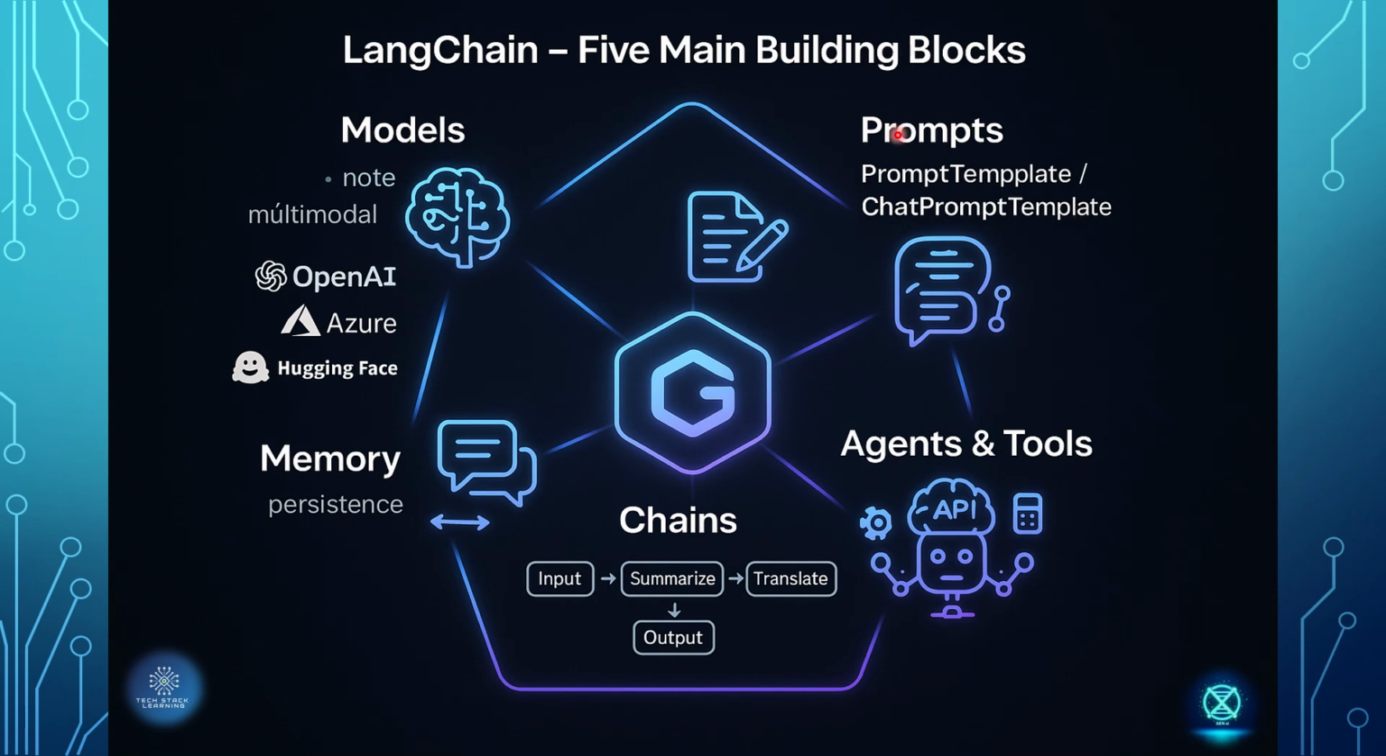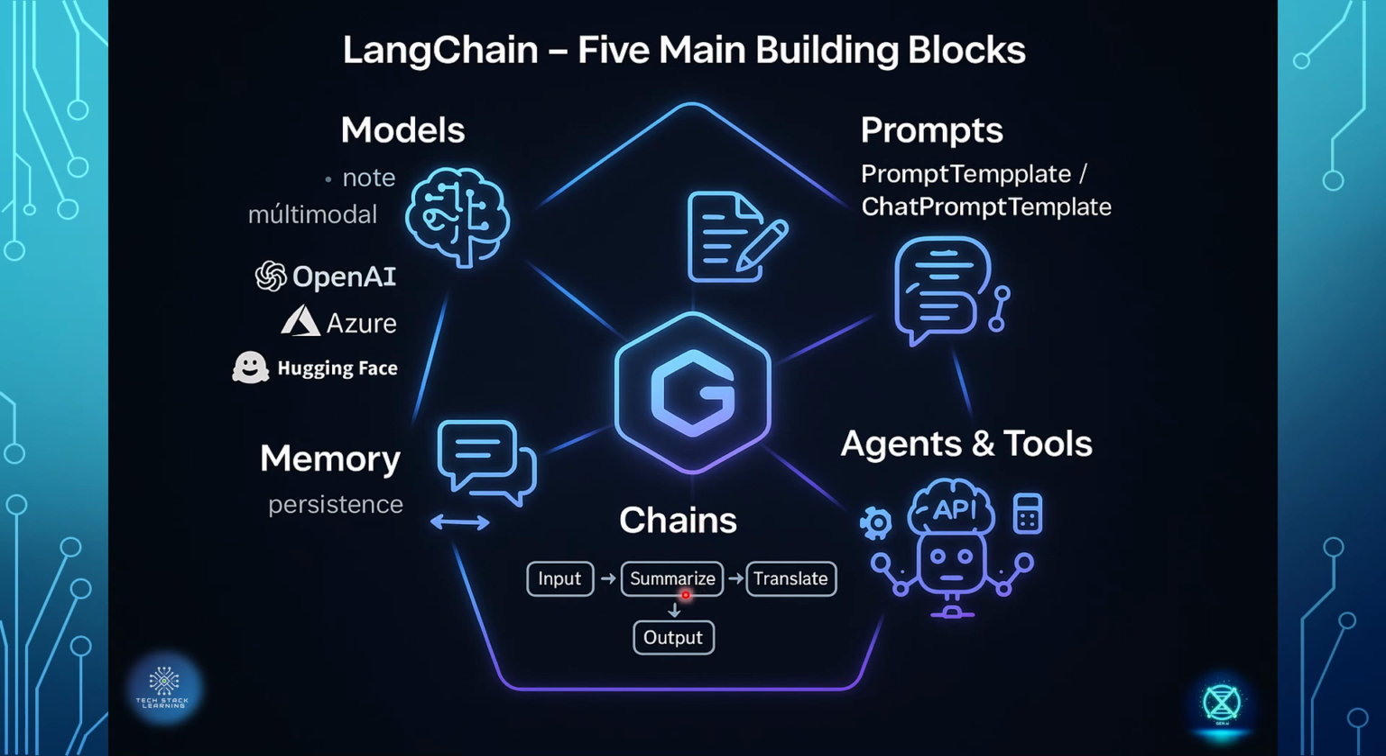Then come the prompts. Basically, it could be a prompt template or chat prompt template, right? So this will have the structured instructions given to the LLM using these templates provided by LangChain, right? Then we have the memory. Basically, it keeps track of past interactions, or the conversational memory, we can say, right? Useful mainly for chatbots or any multi-step reasoning use cases, correct?